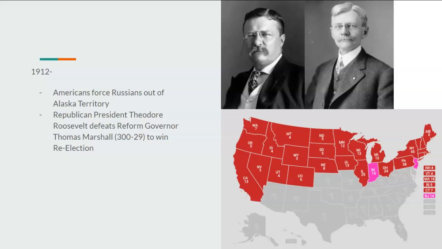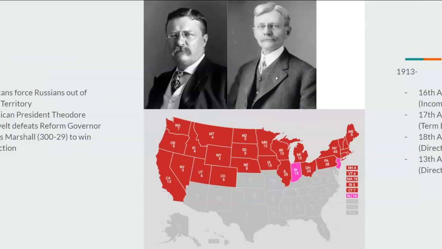so Roosevelt can tie up his little necktie, shine up his monocle, and twist his amazing beard. And we have the 1912 presidential election as Republican President Theodore Roosevelt defeats Reform Governor Thomas Marshall, 329, to win re-election to a 4th term. Yeah, a 4th term. Would you look at that? And he wins big this time after his victory in Alaska and Cleveland.